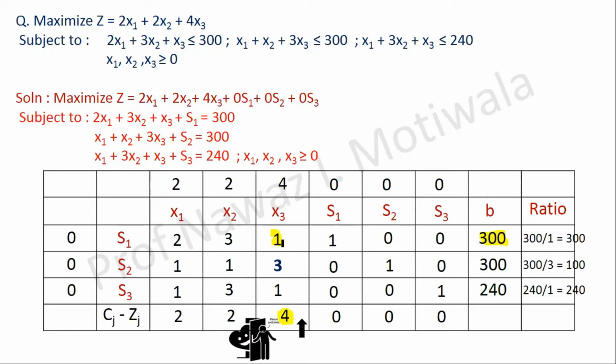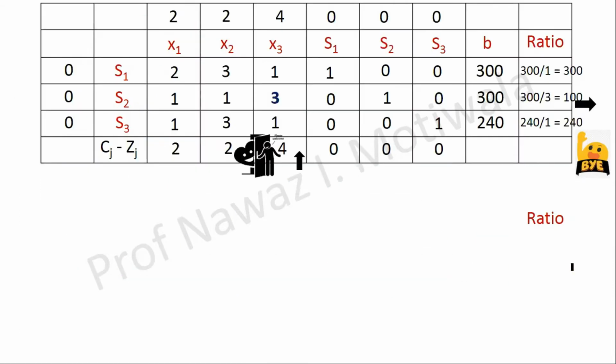Now the minimum of all these 3 is this 100. So this should leave the solution. I will make an arrow showing that this is leaving the solution. We'll say bye to it. And what is the conclusion? That x3 will enter the solution in place of s2. x3 will enter and s2 will leave the solution.